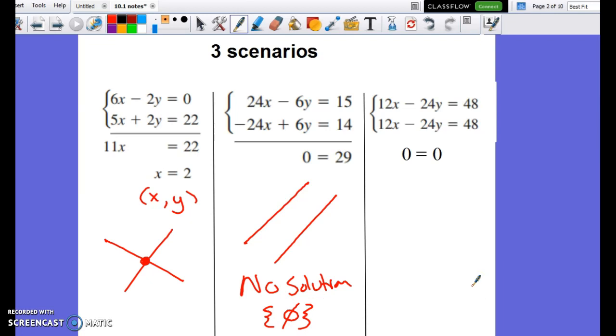Now, what if you get 0 equals 0? Well, that means you do have the exact same line. You've got one line right on top of another one. The exact same line. That means there are infinitely many solutions. So x and y could be anything.